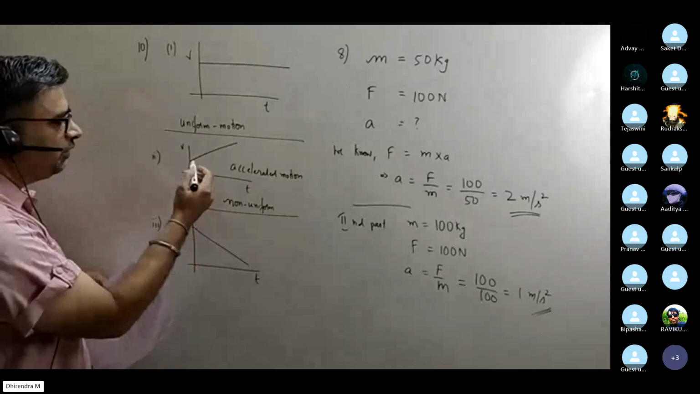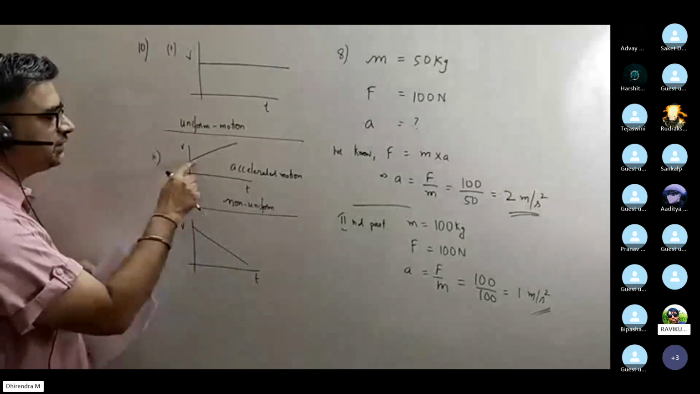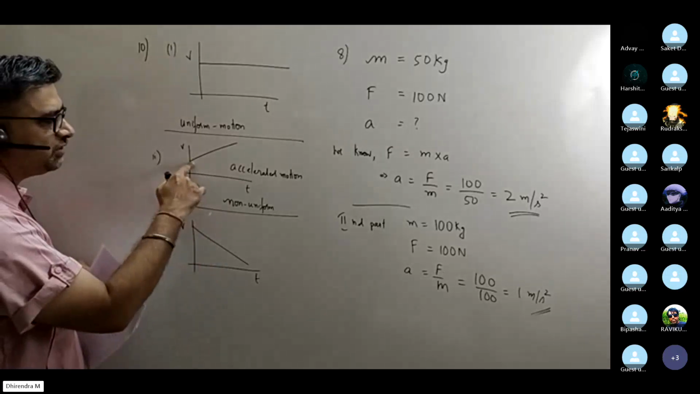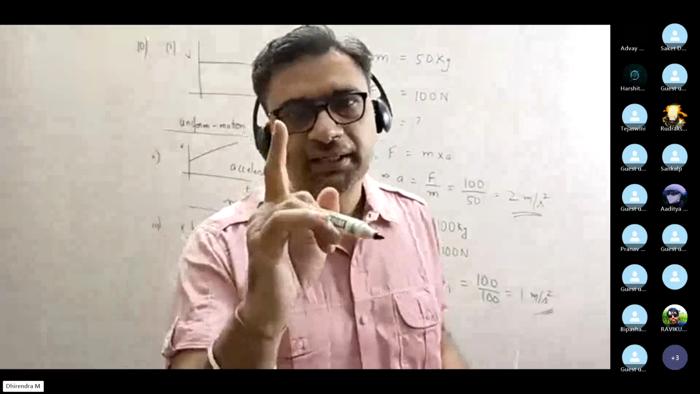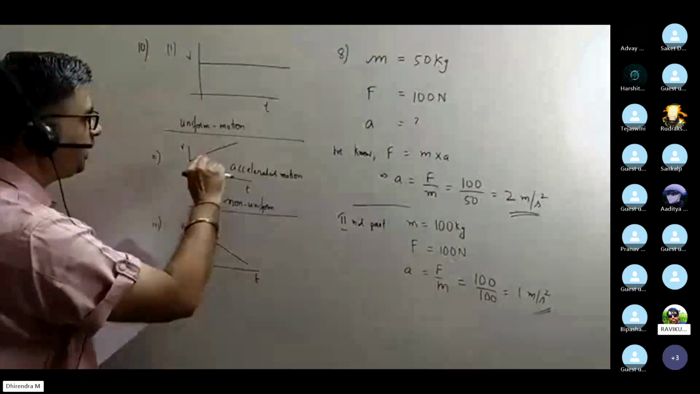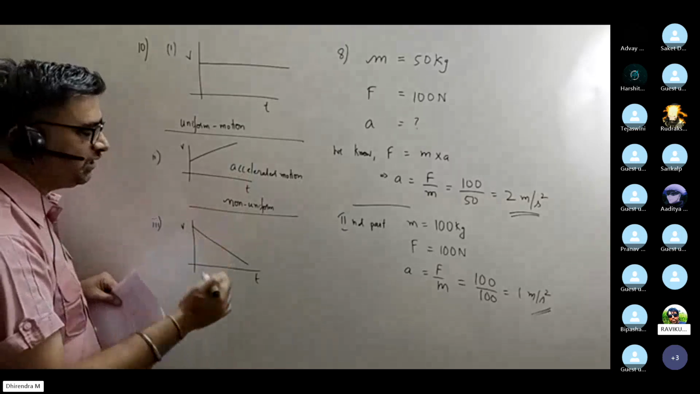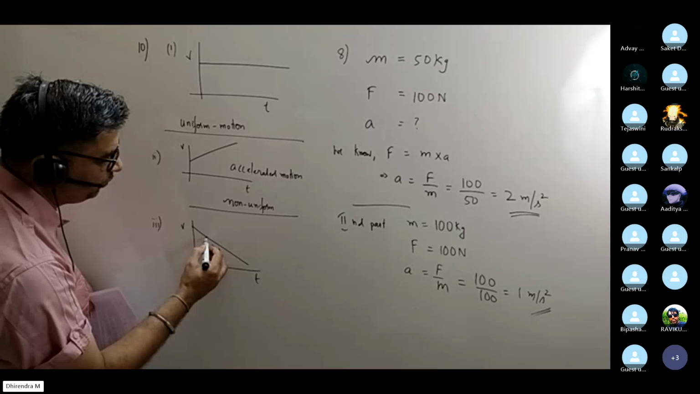Now, what is the difference between here and here? In this case, the velocity is changing, and it is increasing because it is going up. Here also it is changing, but it is decreasing. It is retardation, right? It is decreasing at any point.